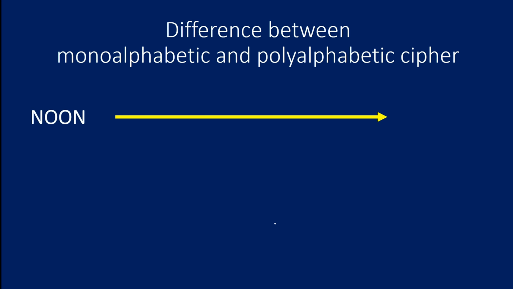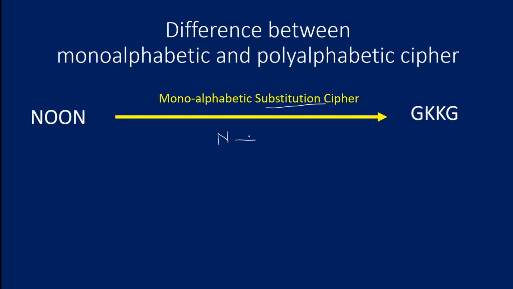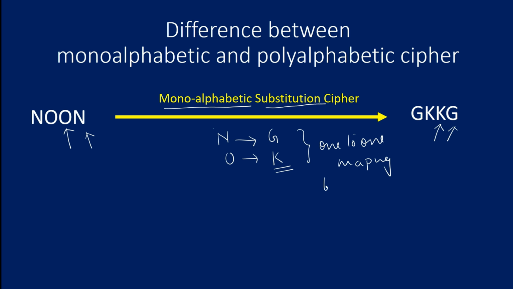Now let us assume that the encryption algorithm the sender is using is a monoalphabetic substitution cipher, which converts the secret message noon to the cipher text GKKG. A substitution cipher substitutes N with some other letter, that is G in this case, and O with some other letter, that is K in this case. Since N is substituted with G and O is substituted with K, it is known as a substitution cipher. Monoalphabetic substitution ciphers use one-to-one mapping between the plain text and the cipher text. So every time a letter repeats in the plain text, the corresponding cipher text letter also repeats.